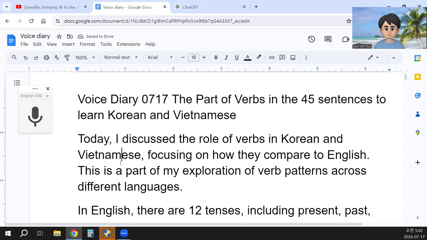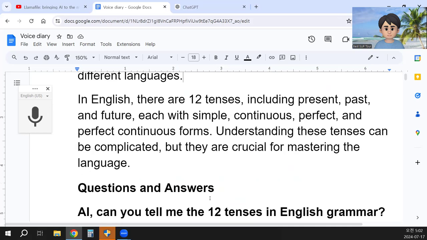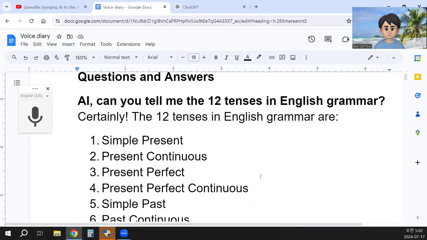I discussed a lot of verbs in Korean and Vietnamese, focusing on how they compare to English. This is a part of my exploration of verb patterns across different languages. In English, there are 12 tenses, including present, past, and future, which are so important. Understanding these tenses can be complicated, but they are crucial for mastering the language.